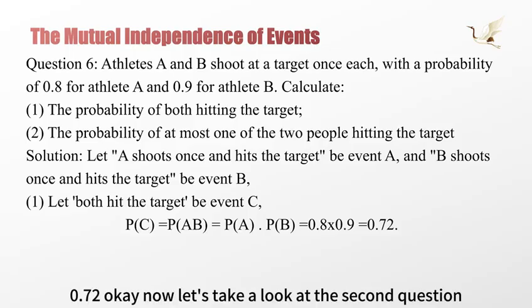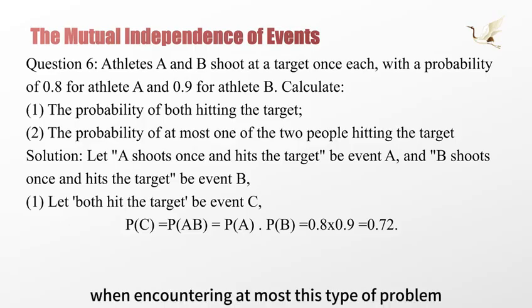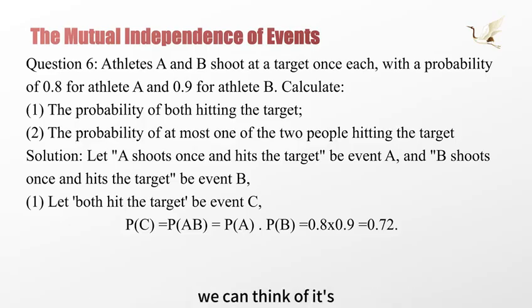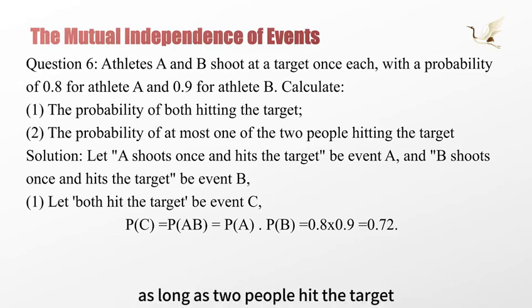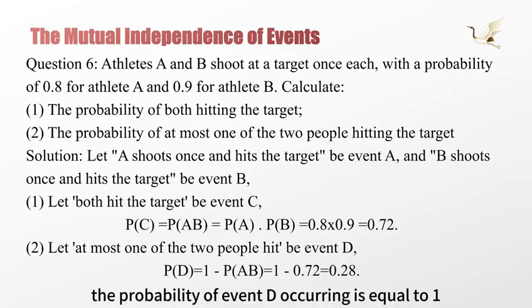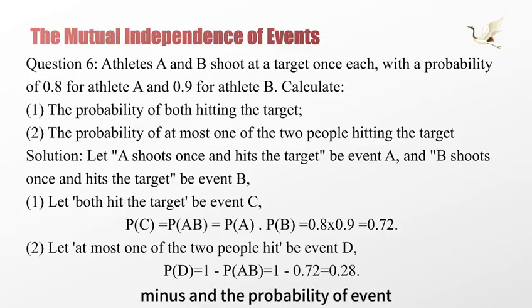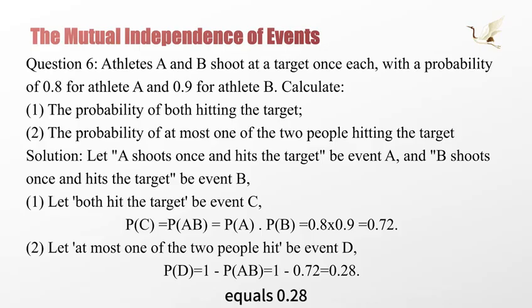Okay, now let's take a look at the second question. The probability that at most one of the two people hits the target. When encountering an at most type of problem, we can think of its opposite. What does it mean to have at most one person hit the target? That is to say, as long as the two people do not both hit the target. Therefore, we assume that at most one of the two people hits the target as event D. The probability of event D occurring is equal to 1 minus the probability of event AB occurring simultaneously, which is 1 minus 0.72 equals 0.28.